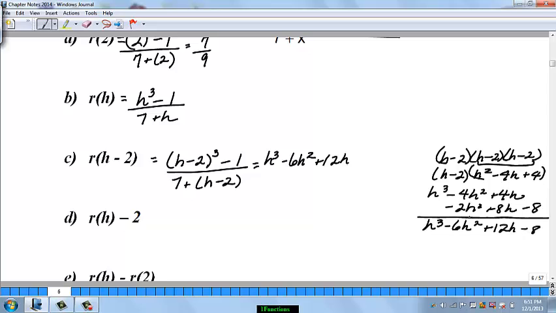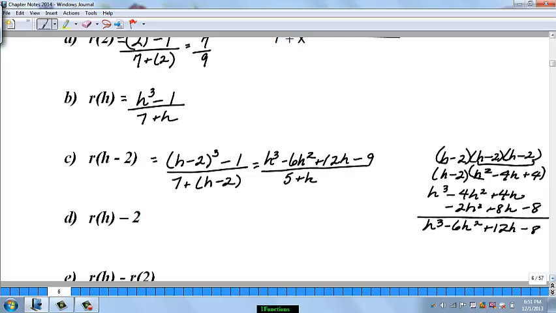And I have a minus 8, but I know I got to take 1 from it, so it's going to turn to minus 9 all over. Then I have a 7 plus h minus 2. Well, the 7 minus 2 is going to be 5 plus h, or you can say h plus 5, it doesn't matter. And that's my answer.